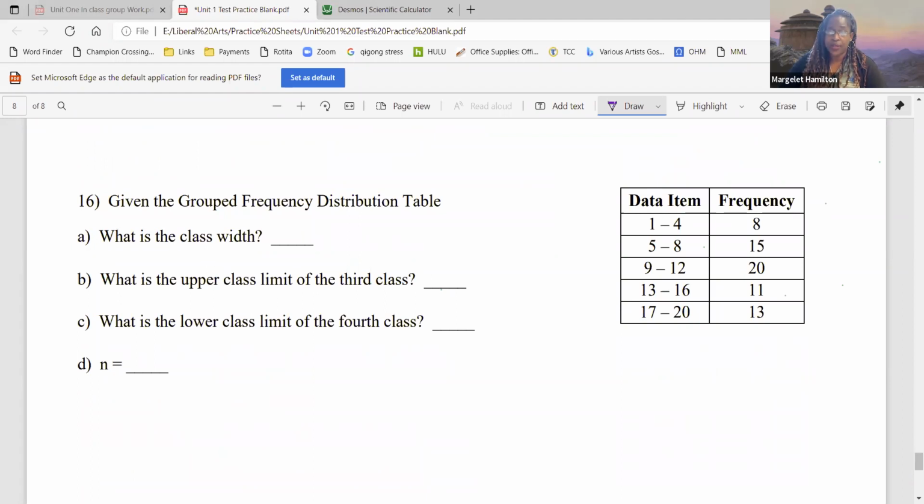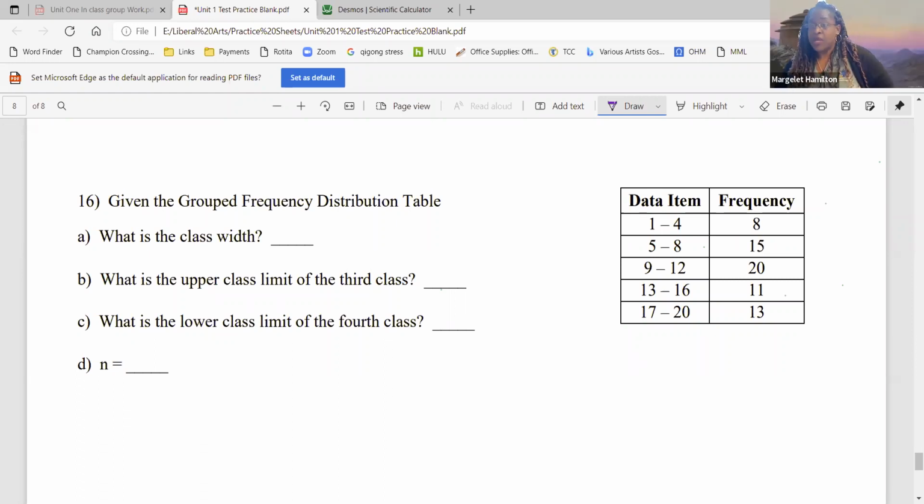What is the class width? 4. Class width. What do we say? 4. Or how do we find it? I'm looking at the data items, and each one all the way down is like 4 all the way down. That's how I pretty much did it. Okay, so you just count how many things are in each one. Yes, ma'am. Okay, what's another way we can find out?